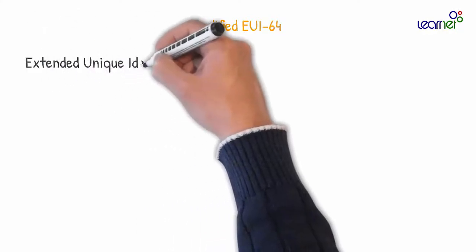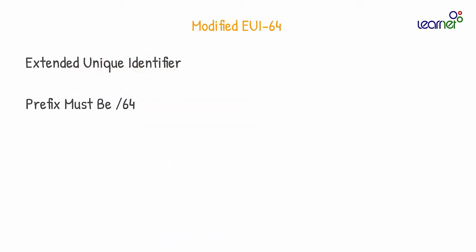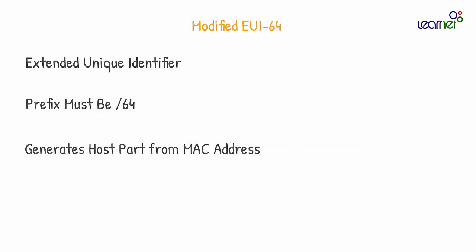Modified EUI-64 or just EUI-64 is a method that helps us to assign IP version 6 addresses automatically to the computers or hosts. EUI stands for Extended Unique Identifier. To be able to use EUI, our prefix should be /64. So we have the first 64 bits from the network design and we generate the next 64 bits from the MAC address. How? I'll show you in a tip.